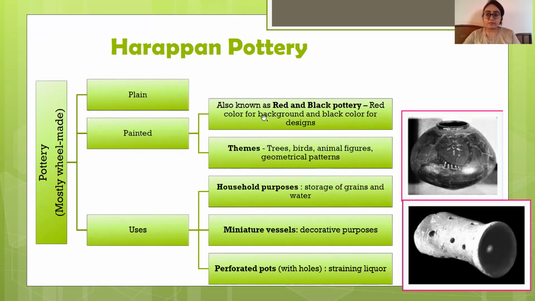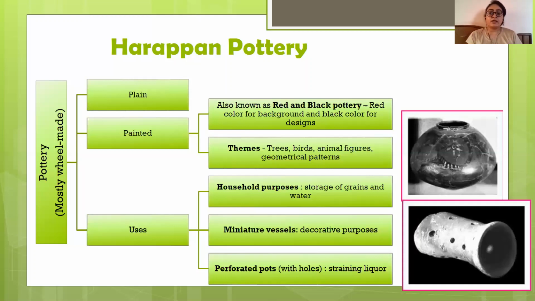Okay, why red and black pottery? Because the background color was red and black color was used to make designs on the red background. Hence, red and black pottery. So when in the exams you see red and black pottery, immediately Harappan culture or Harappan civilization should come to your mind. Red and black pottery is equal to Harappan civilization. So red is the background and black is the design.